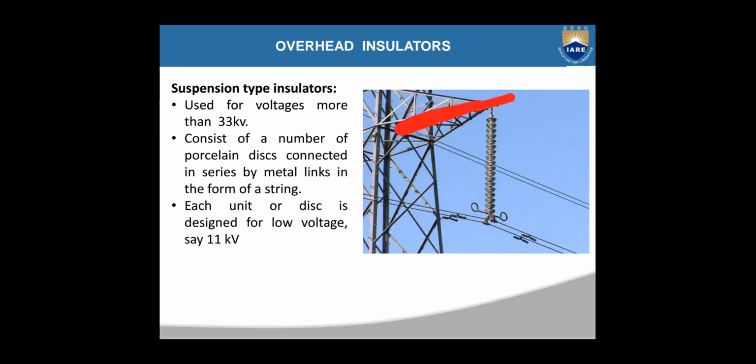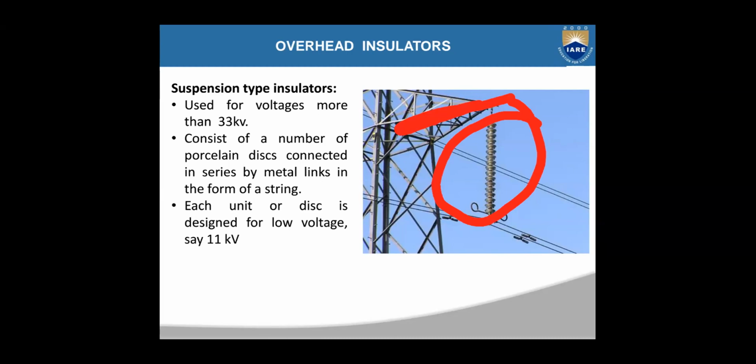So this one is the cross arm, and this is the suspension type insulator. These suspension type insulators have a number of discs here. Each disc is one insulator, right? Two discs are connected with a metal link, so between any two discs you will have one metal link. All the discs or insulators are connected in series, and they are hung from the cross arm.